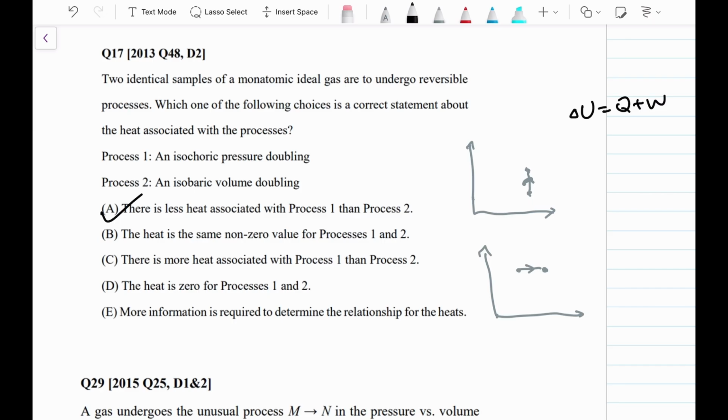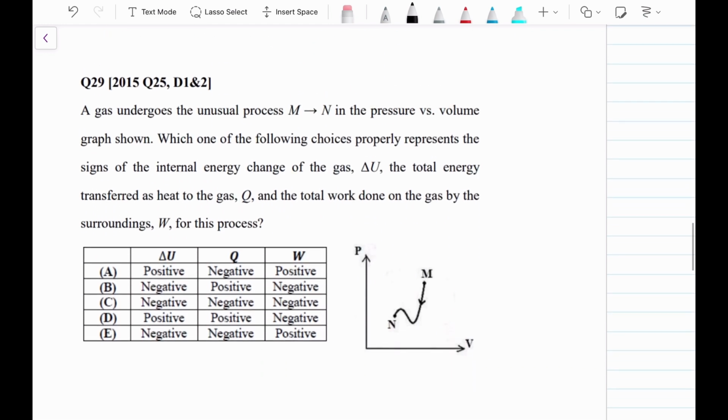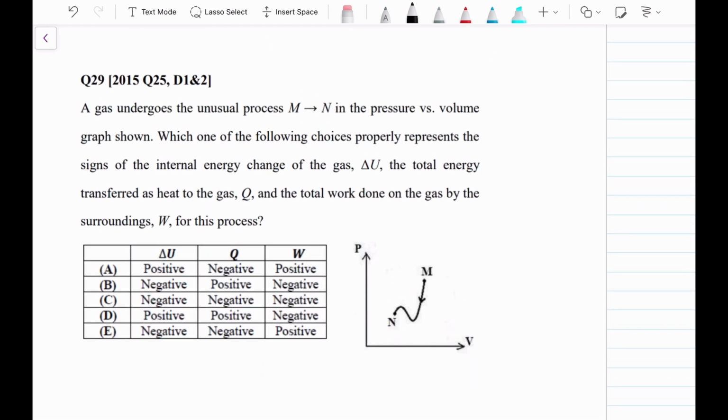And then let's see the other choices. The heat is the same non-zero value for process 1 and process 2. That is incorrect. There is more heat associated with process 1 than process 2. That's just the opposite of the correct answer. And then the heat is 0 for process 1 and process 2. That's incorrect. More information required, and we can actually determine it. So A is correct.